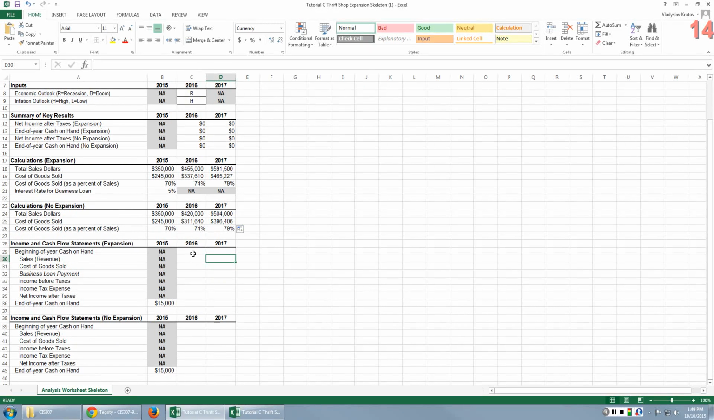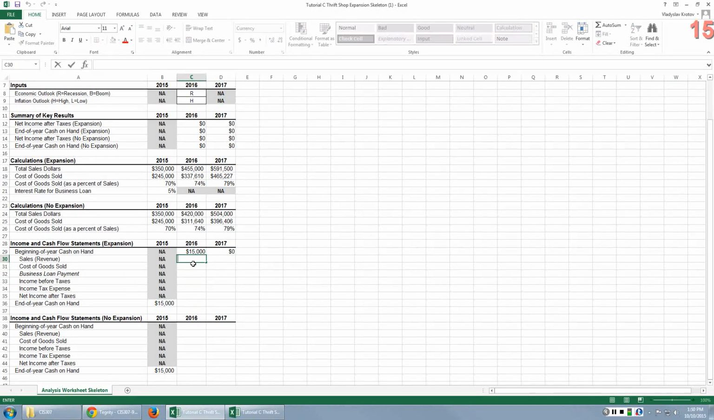Now let's calculate the amount of cash on hand we will have in 2016. This is very simple. The amount of cash we have on hand at the beginning of 2016, the beginning of the year, is the same as the amount of cash that we have at the end of the previous year. So this cell equals this one, and we press enter. Then we just drag this here, and now you see it takes the end of year cash amount from this cell. So that's what we need.